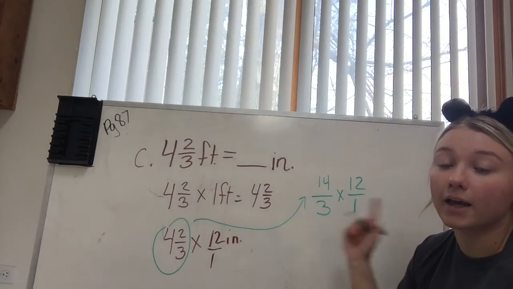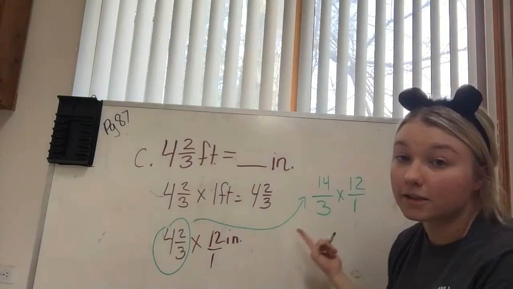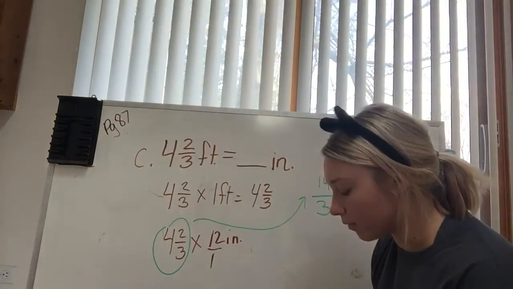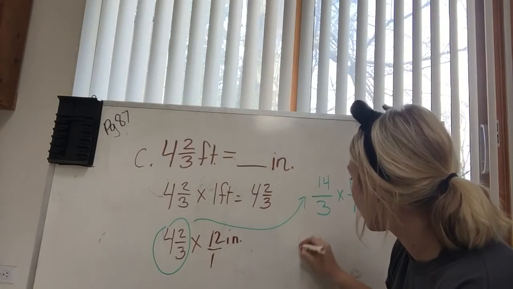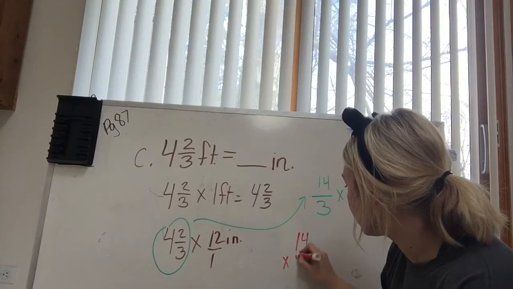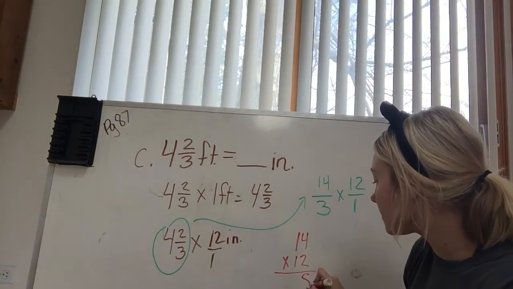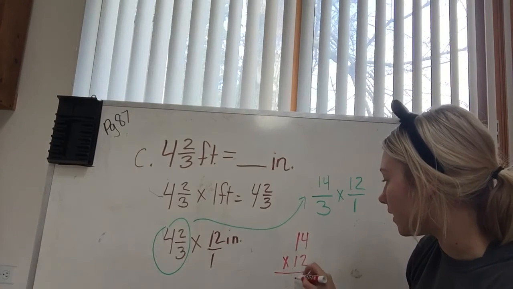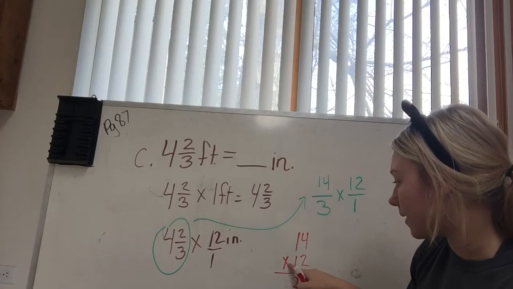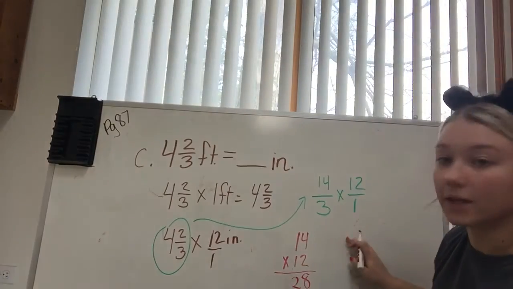And that way I can just multiply across. I have to go over here because I don't know what 14 times 12 is, unless you're super smart, which I know you guys are. So 14 times 12, I'm going to bring down here. 2 times 4 is 8. 2 times 1 is 2. And then I'm going to add a 0 because I'm on to the next one. So 1 times 4 is 4.